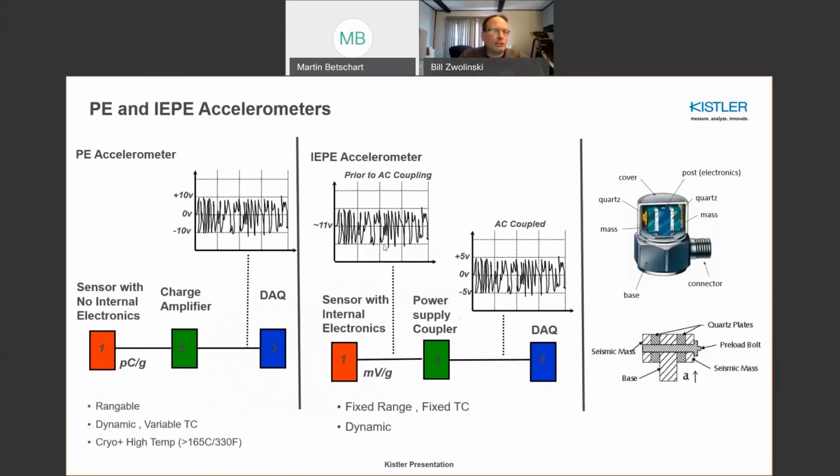Again, with this technology, you have piezoelectric and IEPE. All the rules stay the same. You have a charge amplifier that you can range externally for a piezoelectric. You have an IEPE accelerometer, optimized for dynamic measurement. And a lot of times IEPE accelerometers are often used in hydrodynamic applications.